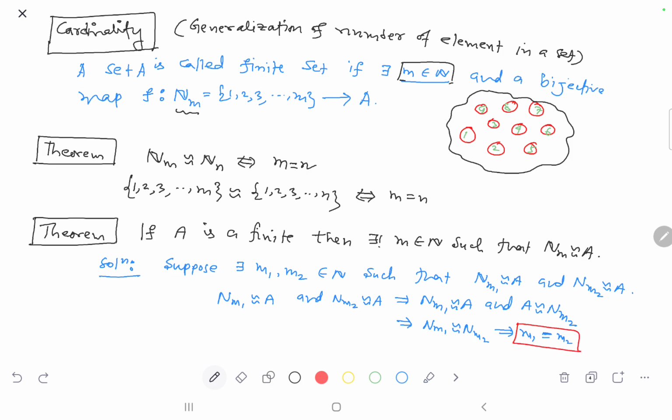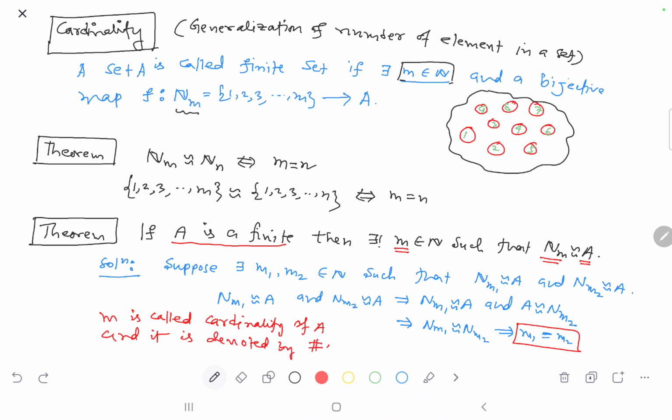So if we take a finite set, then we only have one m such that N_m is equipotent with A. That m is called the cardinality of A, and it is nothing but the number of elements of A.